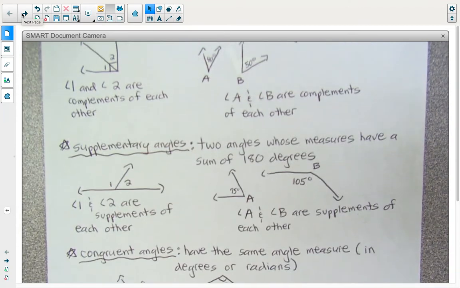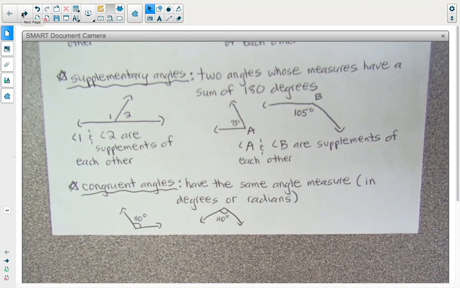The last type of angle is congruent angles. They have the same angle measure in degrees or radians. Radians will be coming in a little bit. It's just another way to measure angles. But for right now, I know you're very familiar with degrees. So congruent angles have the same degree measure. This one is 110 and so is this one. So congruent means the same. If one was 50 degrees, the other one will be 50 degrees.